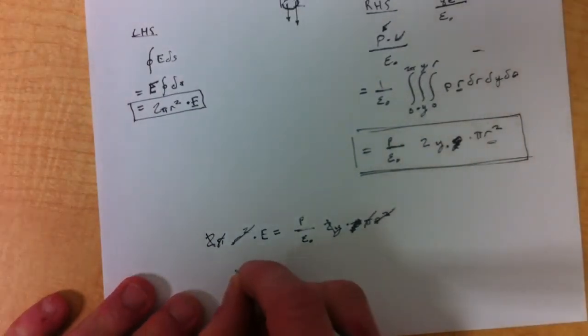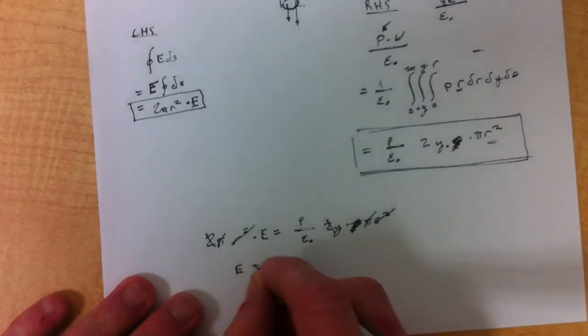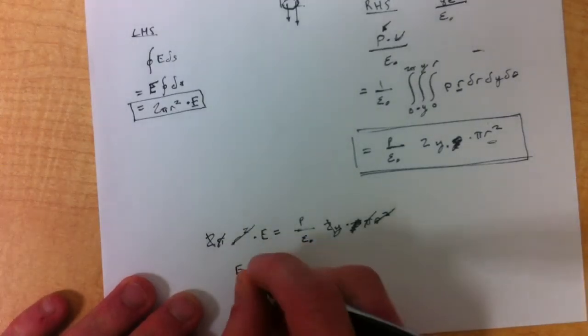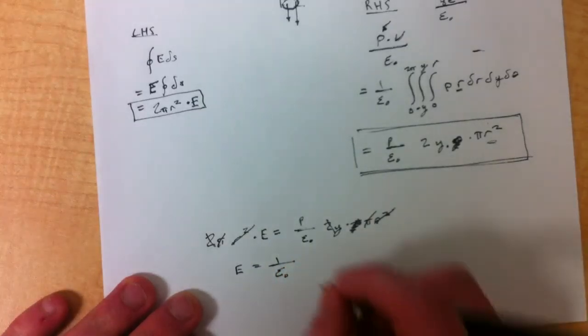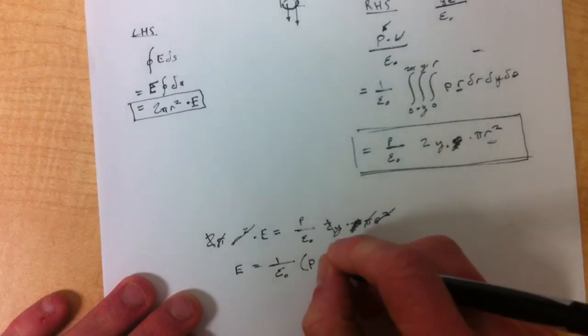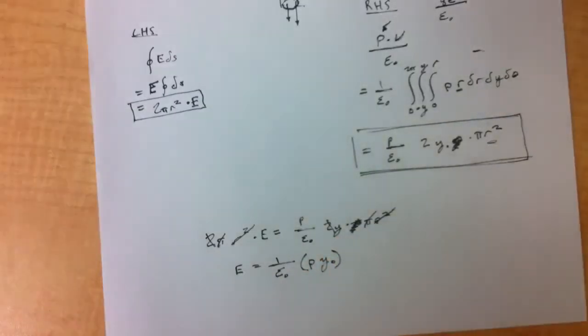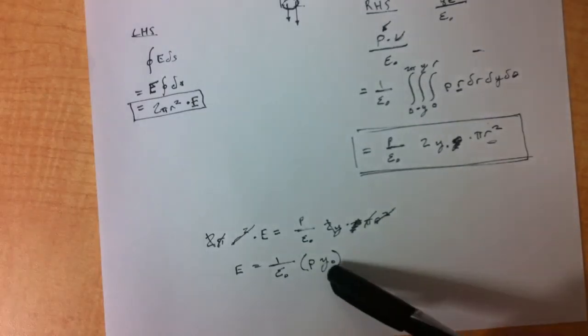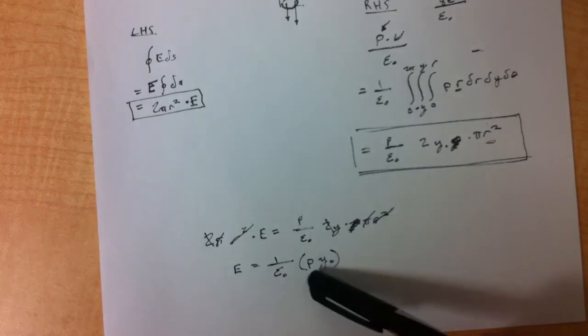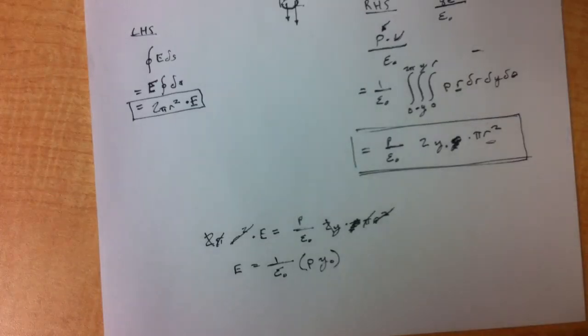And now we have E equals, so this is our electric field, equals 1 over E naught times rho y naught. And that's the simplest equation that we can really get out of this, and we see that it's dependent on how thick the slab is here, the density of the charge within the slab, and those two things will determine the electric field felt distance y away from the slab. Yeah, that's more or less it.